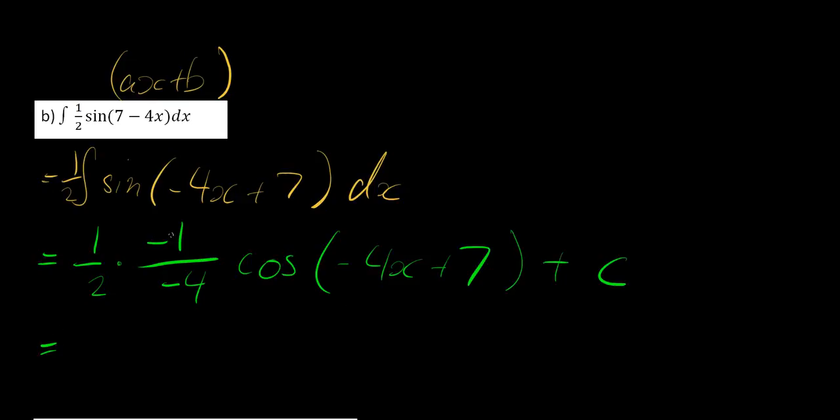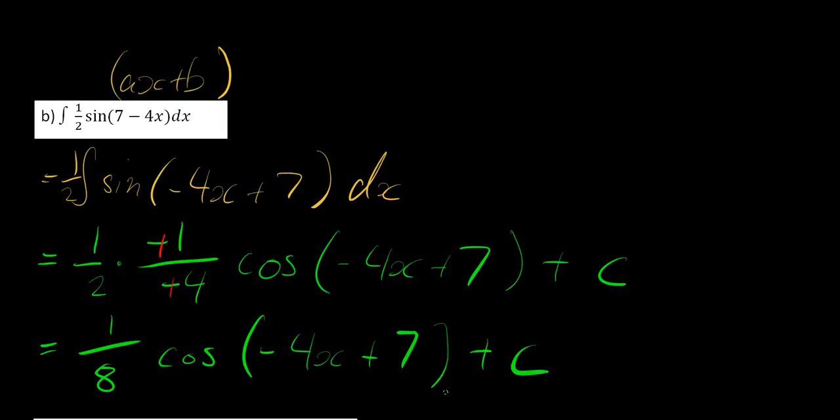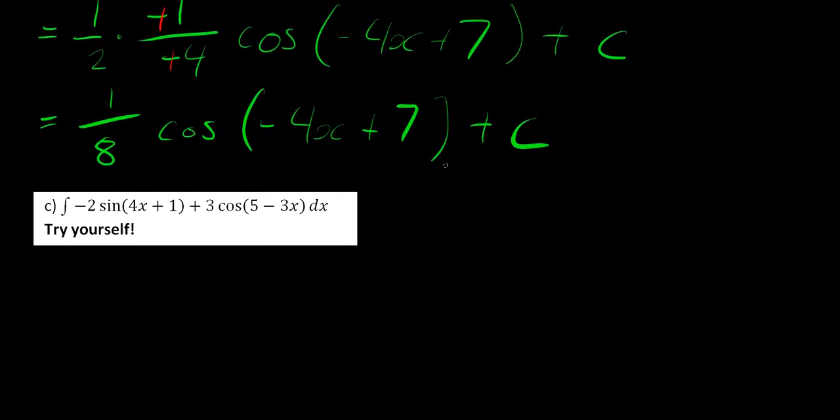Okay, so of course these two over here will get cancelled out with each other. We have double negatives, so we end up with 1 on 8. Cos negative 4x plus 7, you can say 7 minus 4x if you want, but don't really see the need to change the order once again. And that's what you end up with.